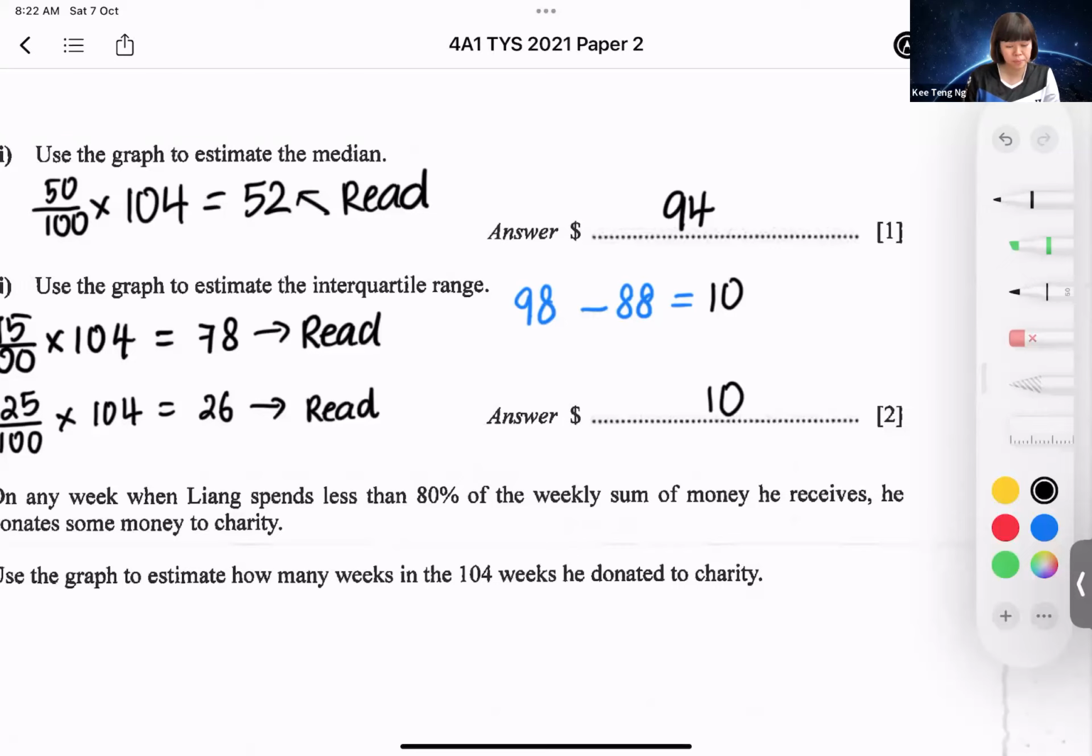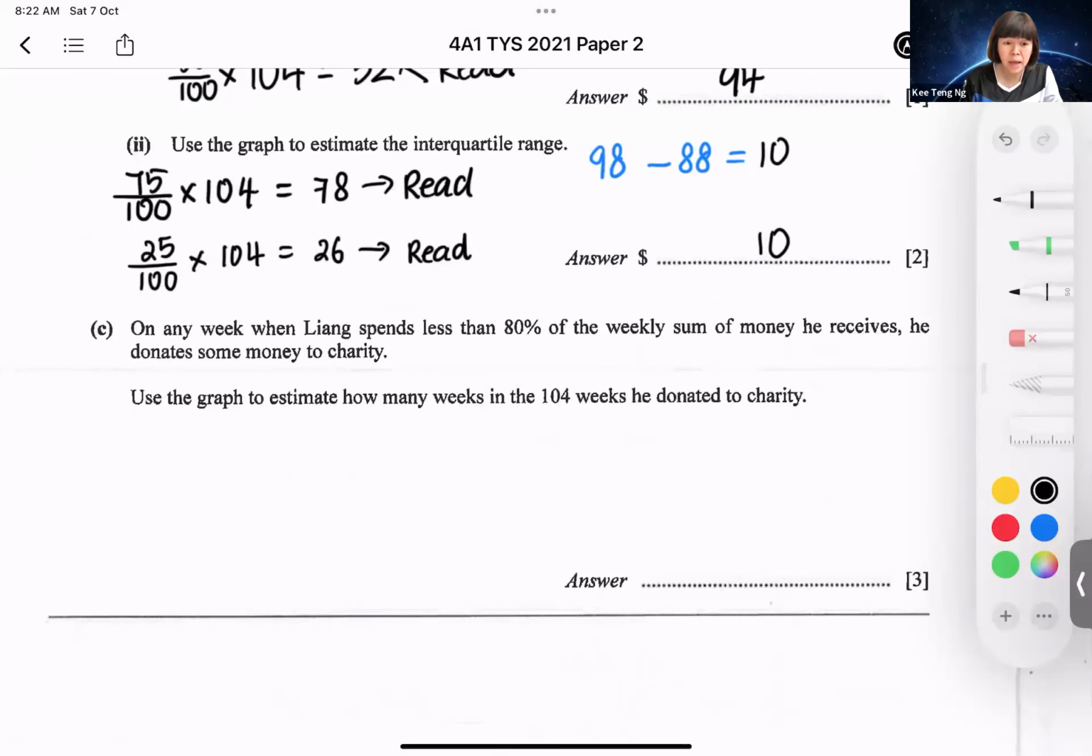Okay. Next question. On any week when Liang spent less than. Now, a lot of you will think of need to minus, right? No. For less than, we don't need to minus. When the question says more than, then you minus. When Liang spent less than 80% of the weekly sum of money he received, he donates some money to charity. So on the weeks, there's less than 80%.